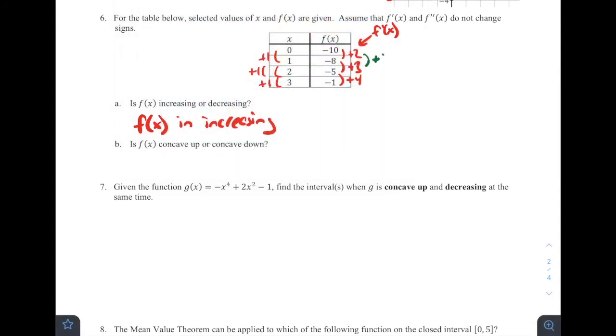To figure out concavity, we're going to look at the changes of the changes. So that is going to be increasing by 1 and increasing by 1. Essentially, we're thinking about f double prime by doing that. And so we know that this is going to be concave up, because the second derivative is positive for that.